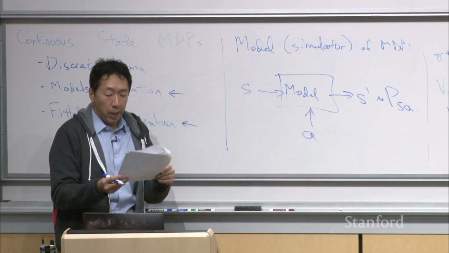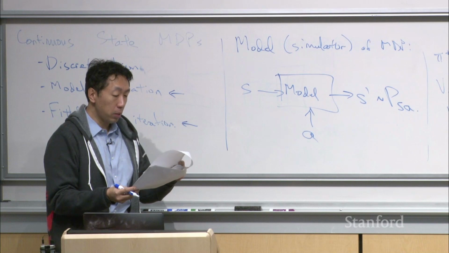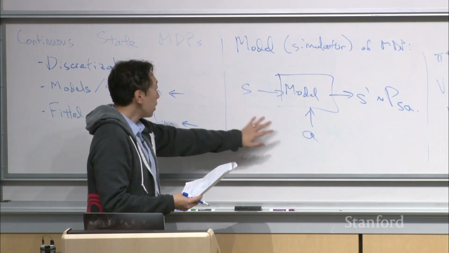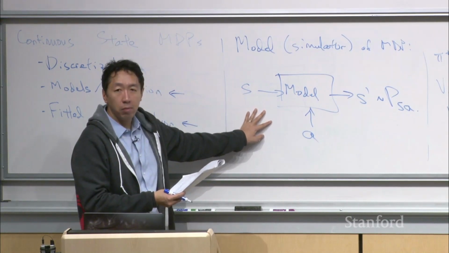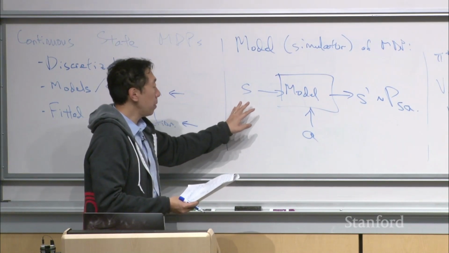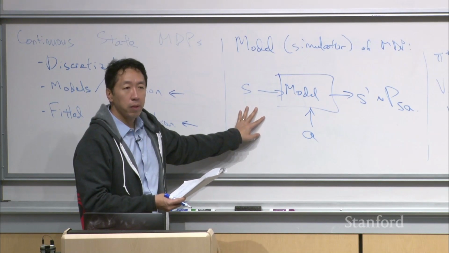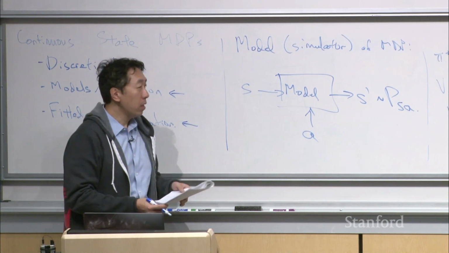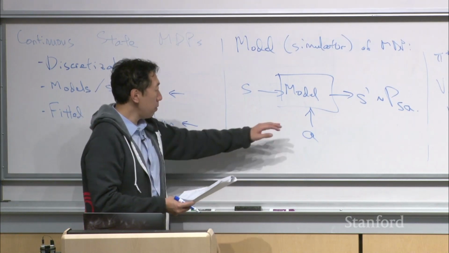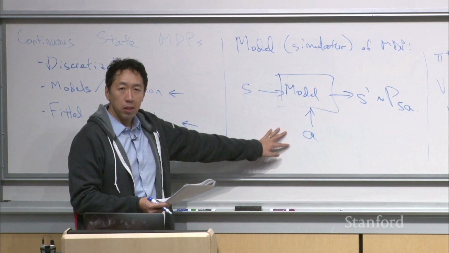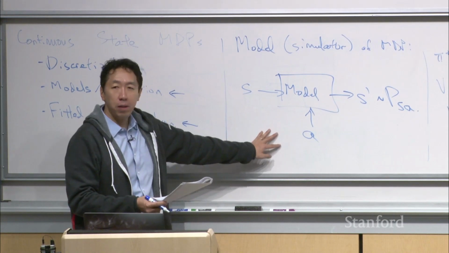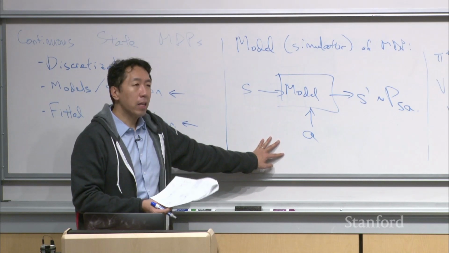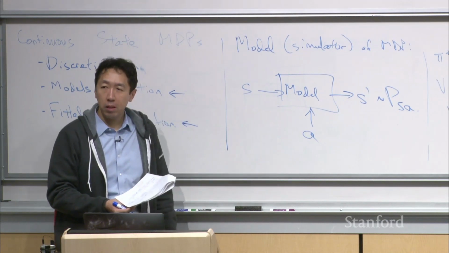Okay, and the way that a model is built is the state is just a real value vector. Oh, and for simplicity, for now, let's assume that the action space is discrete. It turns out that for a lot of MDPs, the state space can be very high dimensional, and the action space is much lower dimensional than the state space.